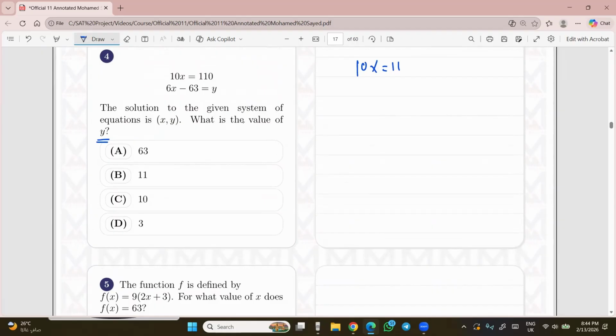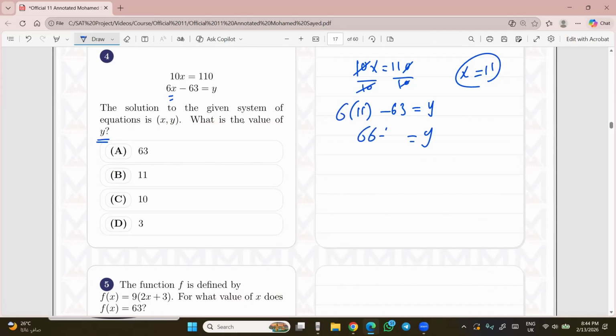10x is equal to 110. Just divide by 10. Dividing by 10 gives you the value of x only because we cancel the 0. So x is equal to 11. And then put 11 here. That's easier than using the calculator or even Desmos. 6 times 11 minus 63 is equal to y. So y is equal to 66 minus 63, which is equal to 3. The answer is letter D. Question 5.